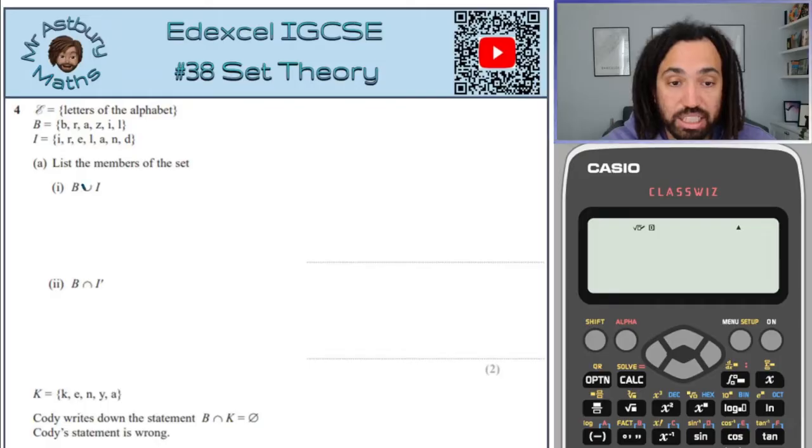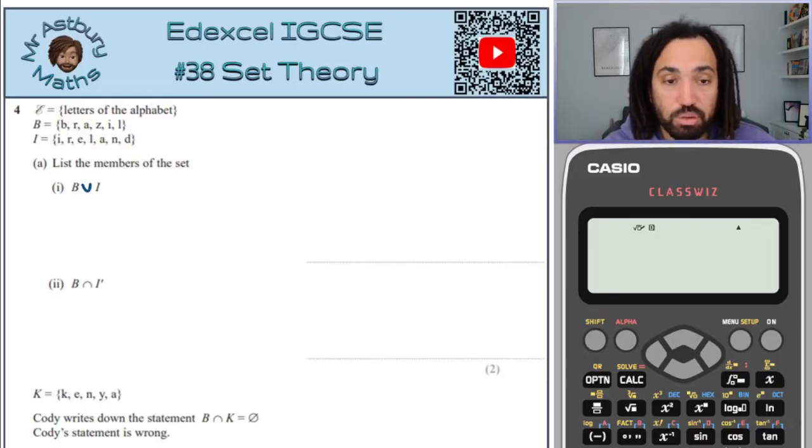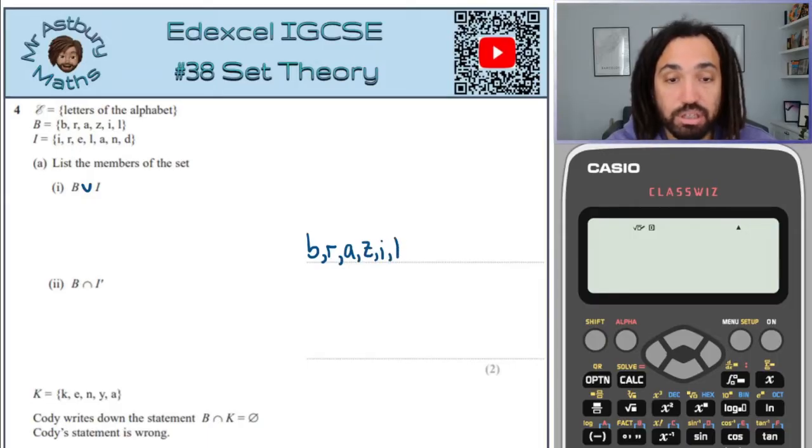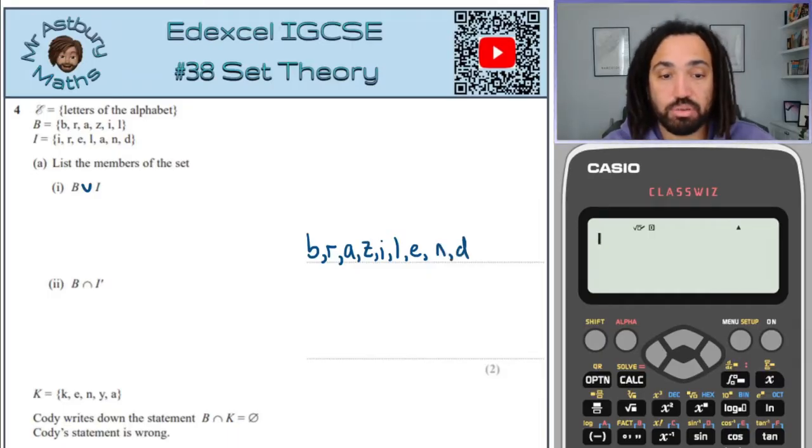Okay, we are looking at the union, which means we're looking at all the elements which are in B or can be in I. So B is in B, so that's in. R is in B, so that's in. So is A, so is Z, so is I, so is L. And then also the elements from I are also in, which includes I, but we've already got I, so we're not going to write it again. R, again, we've already got R. E, L, we've got L already, so we don't bother writing it again. A, we've got that already as well. N and D. So those are all the parts of the union.